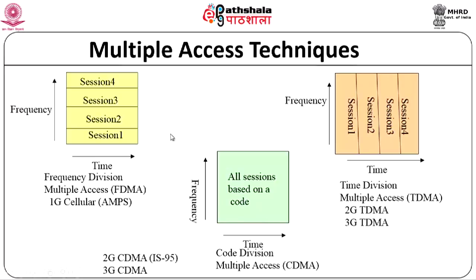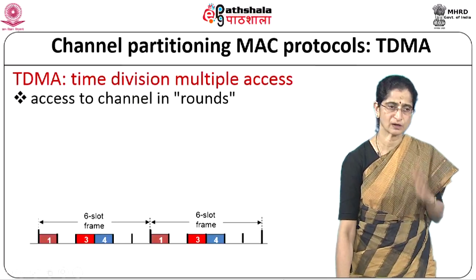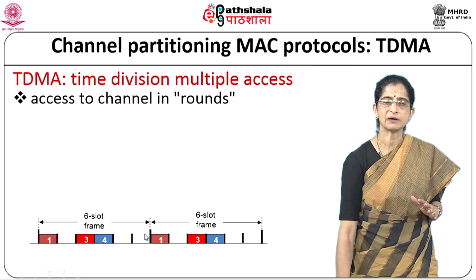It's very easy to understand frequency division and time division multiplexing. Code division multiplexing is a little trickier to understand. We'll take a look at all three now. If you look at time division multiplexing, it's very simple. Access to the channel is in rounds. You divide the entire time duration into multiple slots.